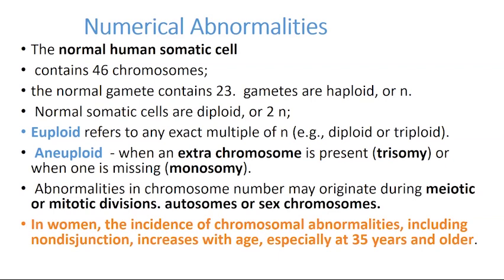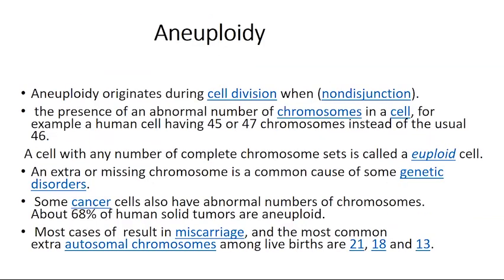Abnormalities in chromosome number may originate during meiotic or mitotic divisions, again because of non-disjunction, and can involve autosomes or sex chromosomes. The incidence of chromosomal abnormalities, including non-disjunction, increases with age because of more exposure of the female ovum, given the long time of the cycle. So this numerical non-disjunction, that is, unequal distribution, can occur at any stage.